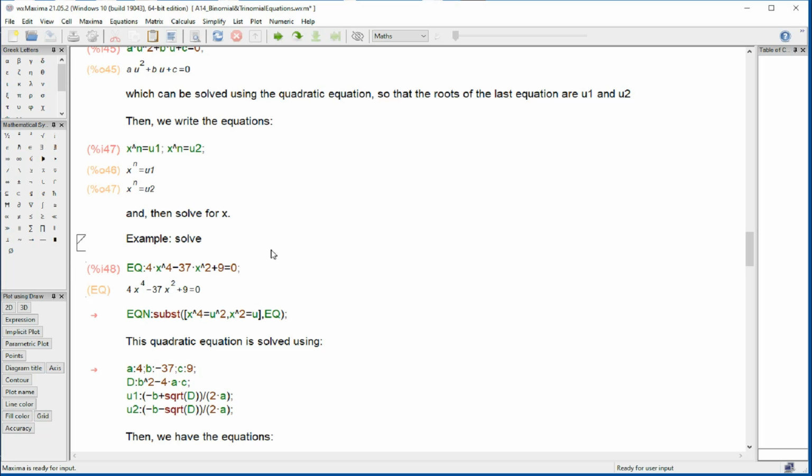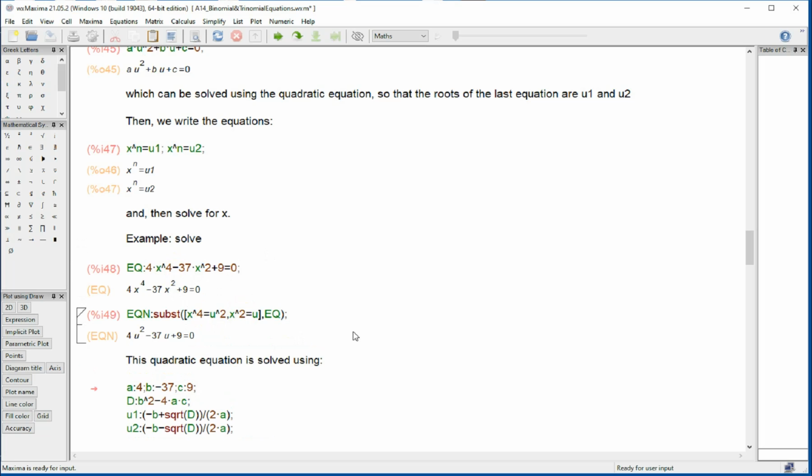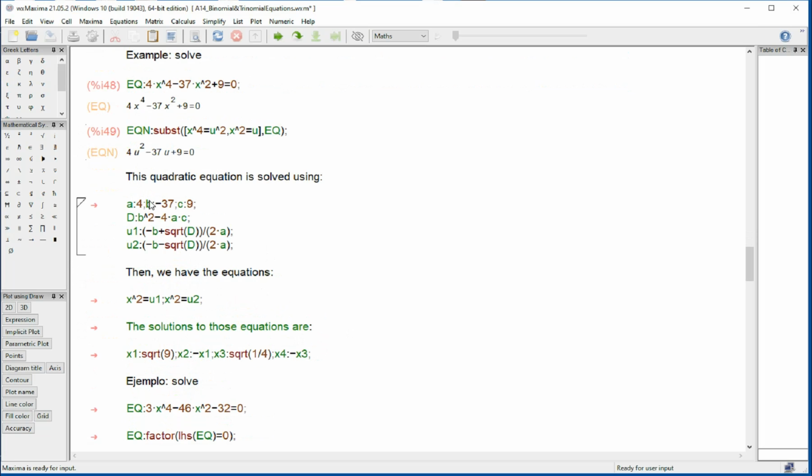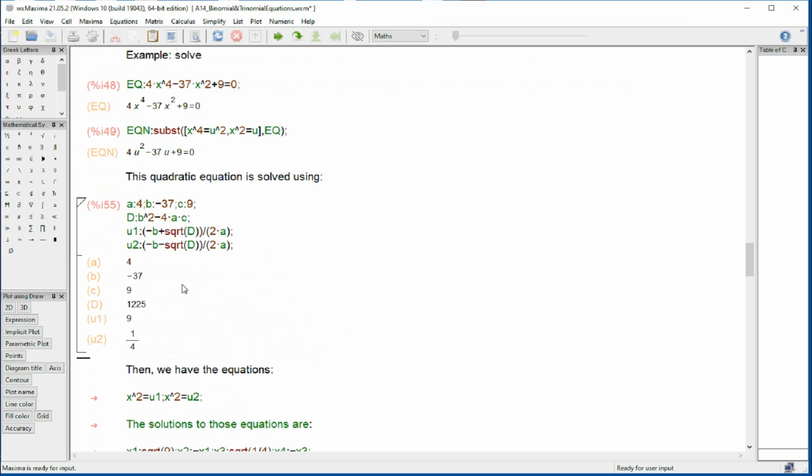For x to the fourth minus 37x squared plus 9 equals 0, I'm going to substitute the x to the 4 with u squared and the x squared with u. With that, my equation becomes a quadratic equation with these parameters, and I find my roots equal to 9 and 1/4.